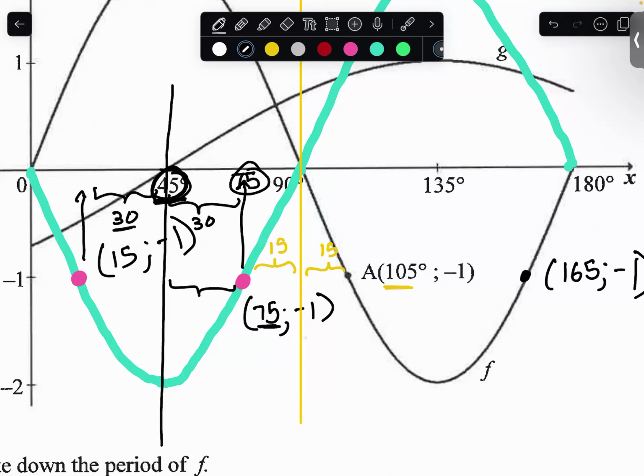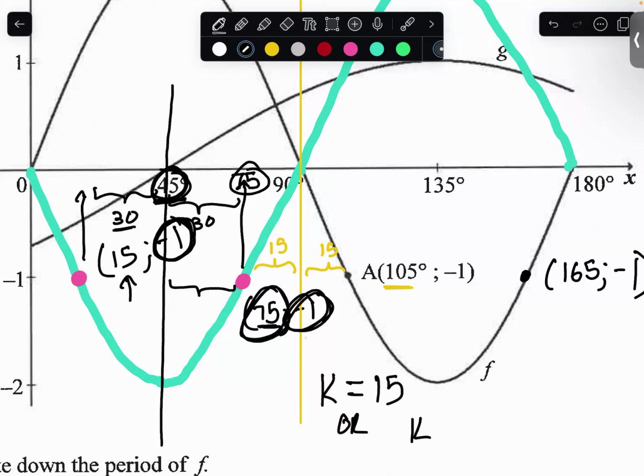And so your values of k are this 15, which has a corresponding y of -1, and 75, which has a corresponding y of -1. So k is 15 or k is 75. All right. I hope that made sense to you.